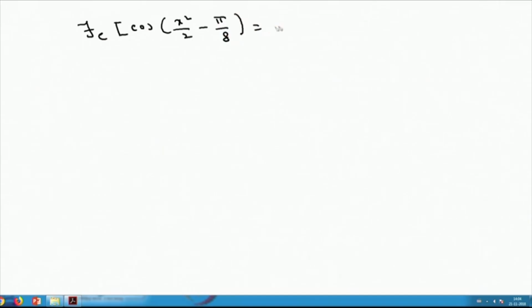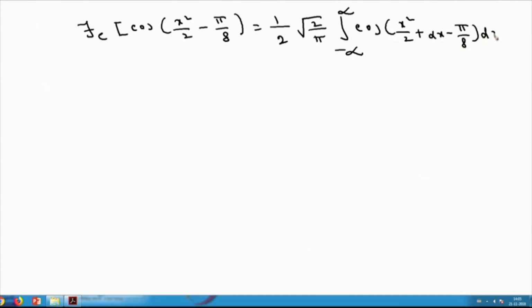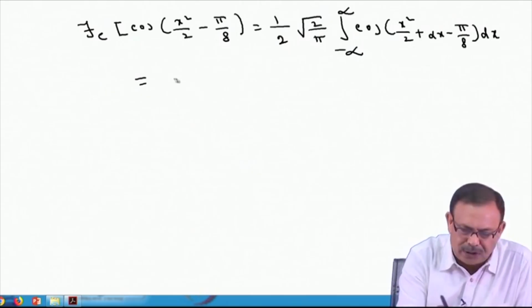This equals 2, so since it is the same, 1 by 4 will be replaced by half into root over 2 by pi, integral from minus infinity to infinity of cos of (x square by 2 plus alpha x minus pi by 8) into dx. Now the second and first integrals will be the same whenever I substitute x equals minus z, say.